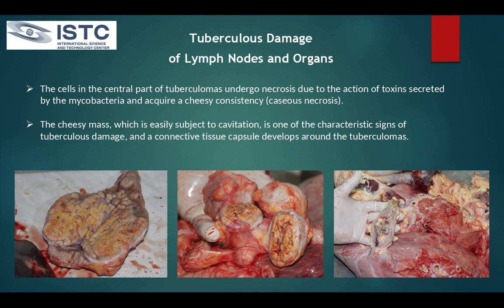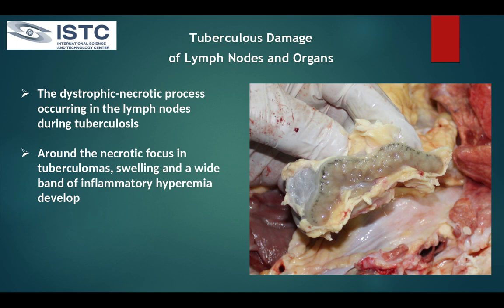Here, you can see the mediastinal and bronchial lymph nodes of cattle. Due to the toxins produced by tuberculosis mycobacteria, caseous necrosis has developed in lymphoid tissue, surrounded by a fibrous capsule. In some cases, these caseous masses harden, leading to a condition known as calcification. This slide shows a mediastinal lymph node undergoing dystrophic necrotic changes with a distinct hyperemic zone, indicative of tuberculous infection. Upon detecting such changes in a lymph node, it is essential to carefully examine the organs associated with that node.